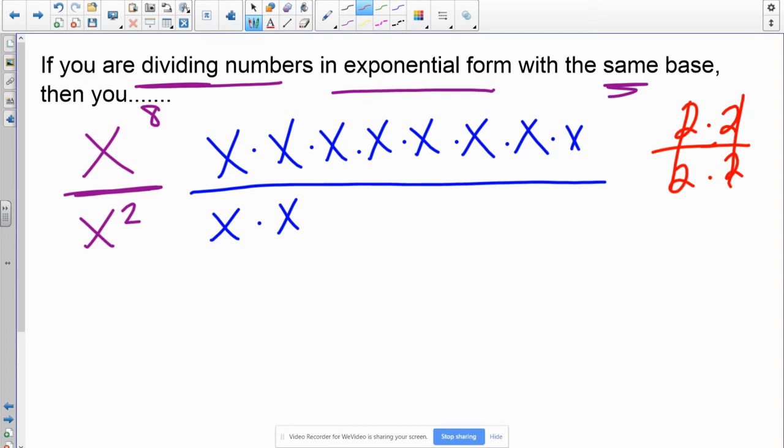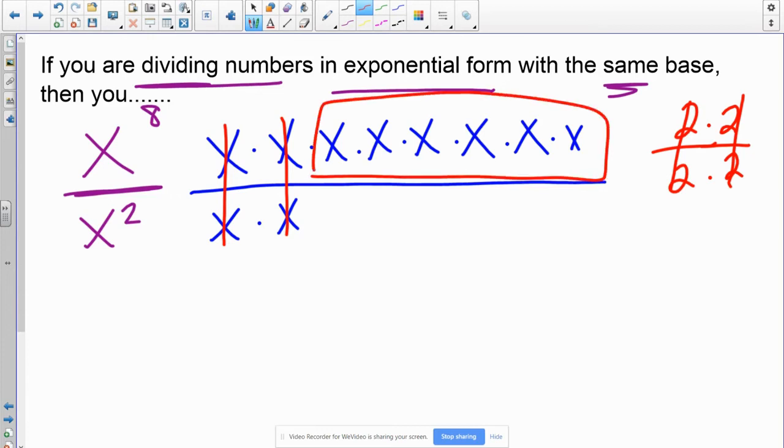I have x divided by x, which becomes 1. I have x divided by x, which also becomes 1. So if I have 1 times 1 times 1 times x, well, that's just still going to be x, because anything times 1 is that same value. So in this case, it's just an x. So what do I have left?